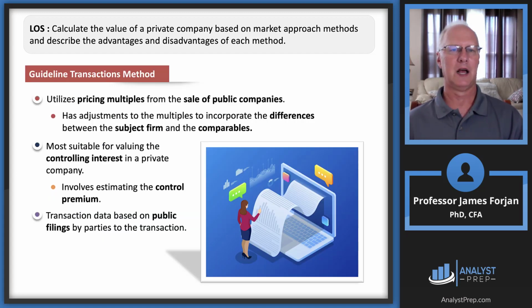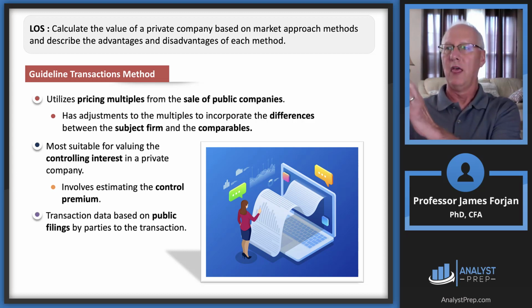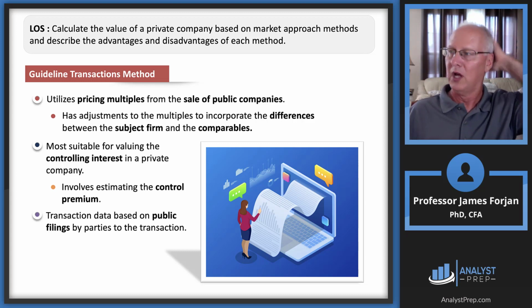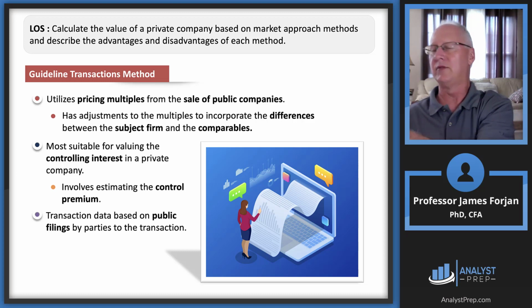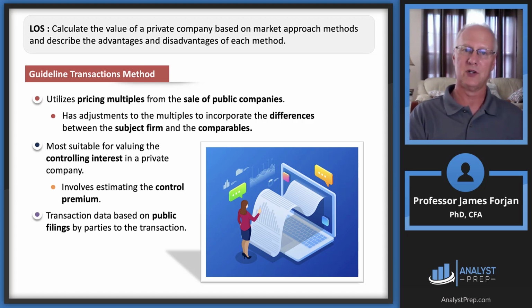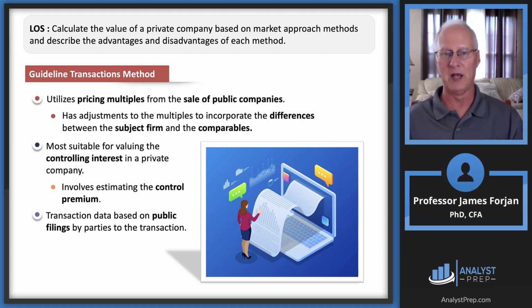Now, how about the guideline transactions method? This utilizes pricing multiples from the sale of public companies, right? So we're going to look over there and say, all right, there's Jim's Oil Company. That was a publicly traded company. It's about the same size, has about the same risk as Ewing Oil. So let's collect all of Jim's data, and then apply it to Ewing Oil. But notice that second circle point there: adjustments to the multiples to incorporate the difference between Jim and Ewing Oil. Now this is probably most suitable for a controlling interest, which means of course we're going to have to figure out what that control premium is.